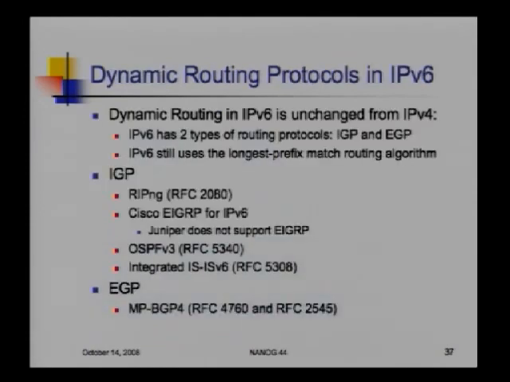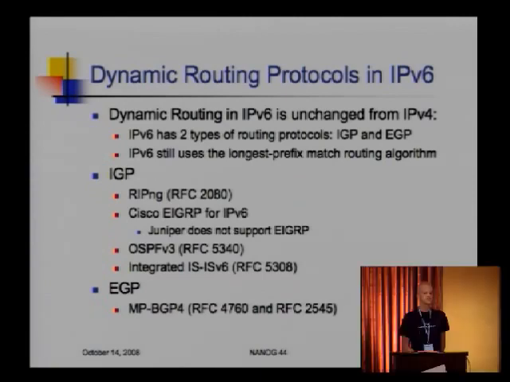Dynamic routing protocols. Well, dynamic routing is actually unchanged between v6 and v4. We still have the same two types of routing protocols, the interior routing protocol and the exterior routing protocol. And IPv6 still uses the longest match routing algorithm. We've got the same or similar IGPs. We've got RIPng, RIP next generation, that's described in RFC 2080. We've got Cisco EIGRP, which obviously is only supported on Cisco IOS, not on Junos or anything else. We've got OSPF version 3, and we've got IS-IS now supporting IPv6 as well. If you're watching your RFCs, I think RFC 5308 came out about four or five days ago, so that's now got a nice little RFC document to go with it. As for BGP, well, we just have BGP. RFC 4760 and 2545 cover the necessary extensions for BGP to support IPv6.